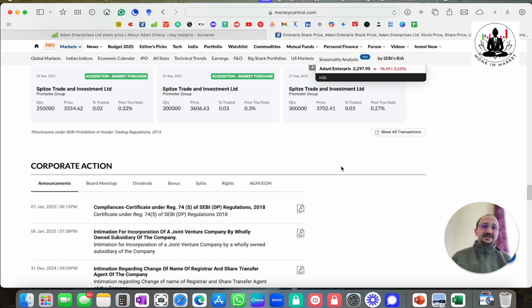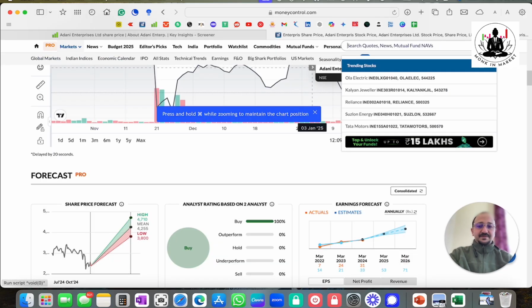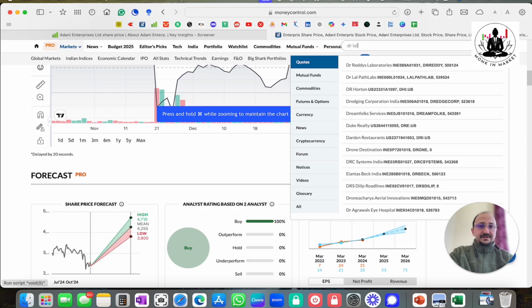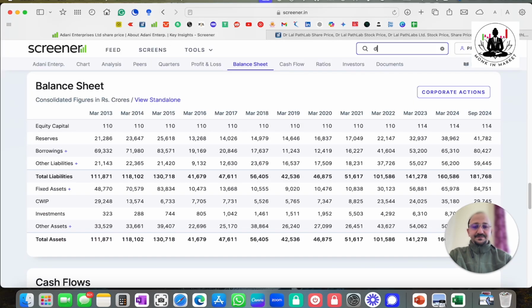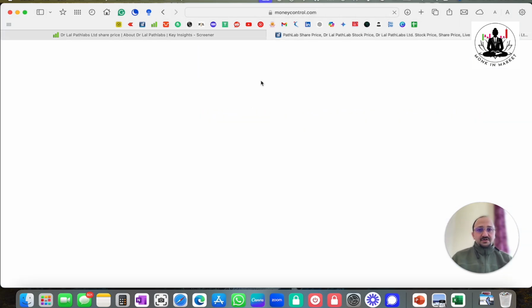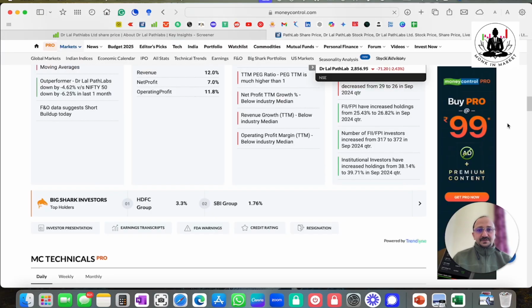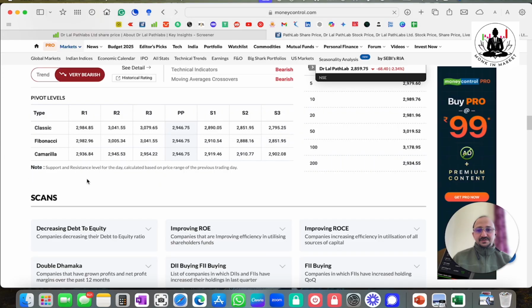Now let's see some other companies. Let's see Dr. Lal Path Labs. Guys, I want you to do this research at your home itself. We have already completed the profit and loss statement. So today we will be completing balance sheets and then we will be completing the cash flow part as well. So this is for Dr. Lal Path Labs, guys. Let's scroll down towards the balance sheet.